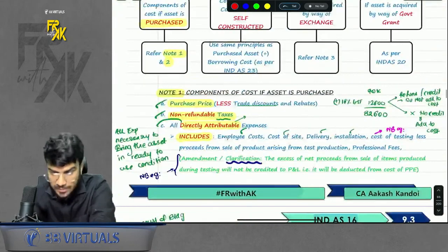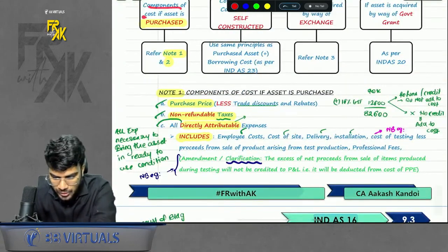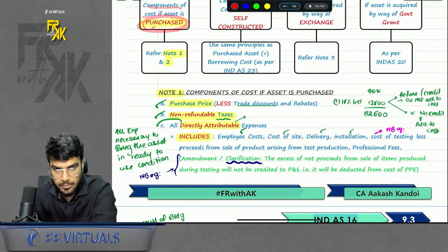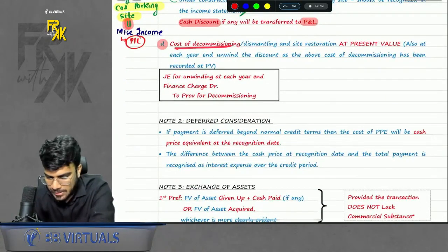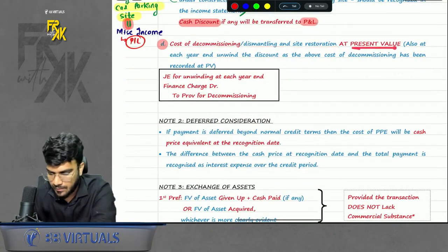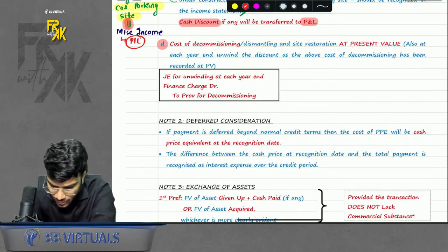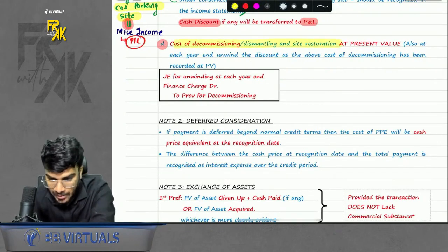Let's see this. What does point D tell us? See, we are still under this point: what will be the components of cost if the asset is purchased, right? Under this point, we will discuss now this one. Cost of decommissioning, dismantling and site restoration at present value. Now, what is the meaning of this? What is the meaning of cost of dismantling, decommissioning, site restoration?